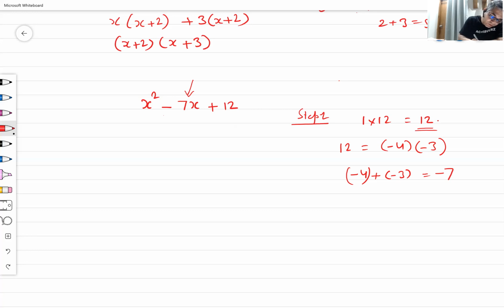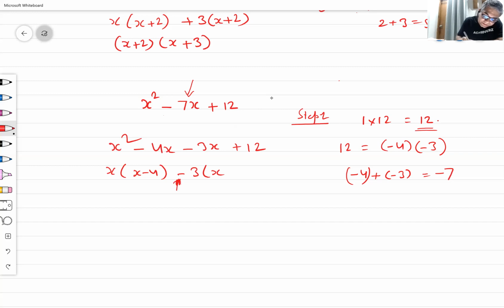So this is x square. Wait a minute, somebody is asking. Yes, Sanya, correct. So x square minus 4x minus 3x plus 12. So x minus 4, minus 3 x, and then because minus has come out of the bracket, this sign will change. So this will become minus 4. So now I can take minus 4 as common. So I'm left with x minus 3.